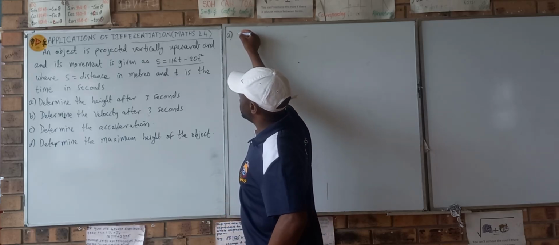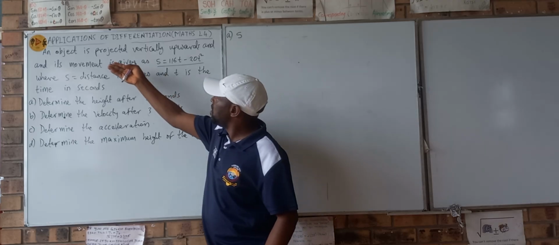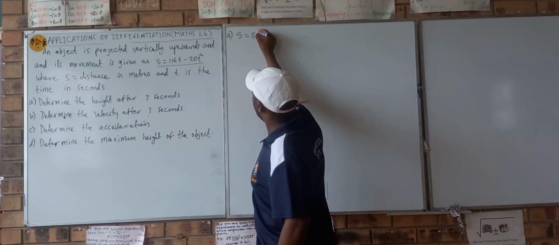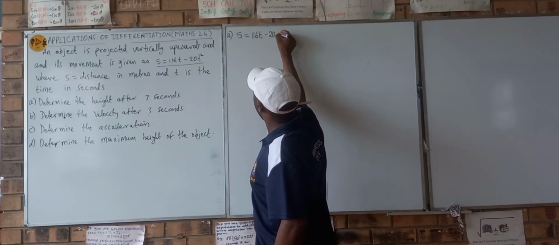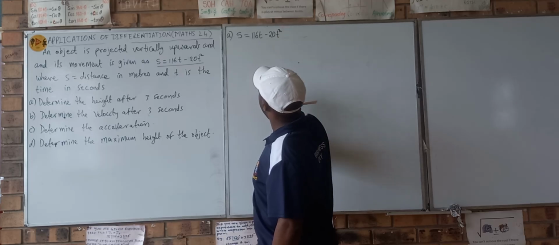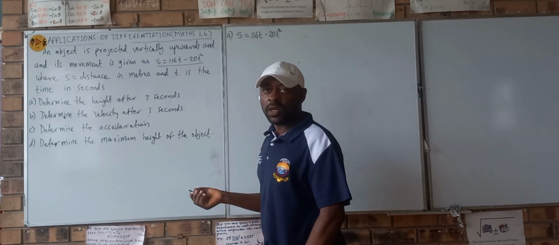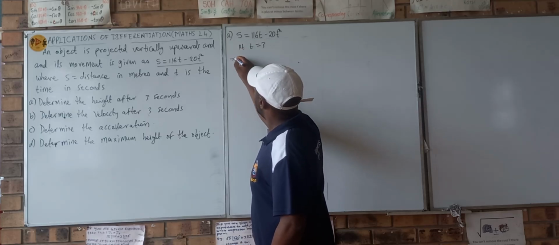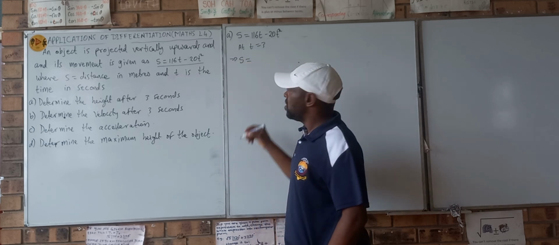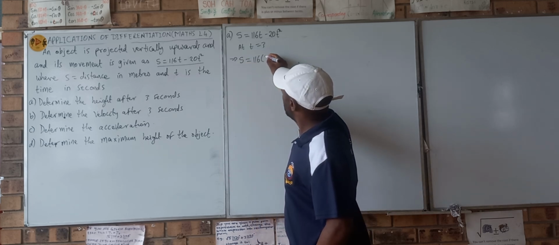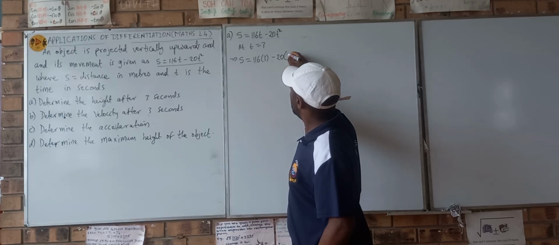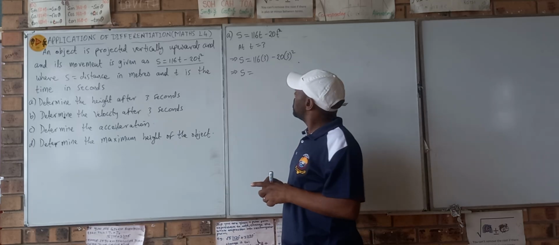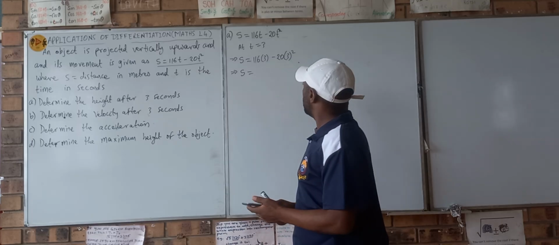We start by taking the height equation because they said it's projected vertically upward. So s represents the height equation. The height equation is 116t minus 20t squared. All I need to do is say at t equal to 3 seconds, I substitute in there, and I will get 116 into 3 minus 20 into 3 squared. Then I will see my height after 3 seconds. That's how simple it is.